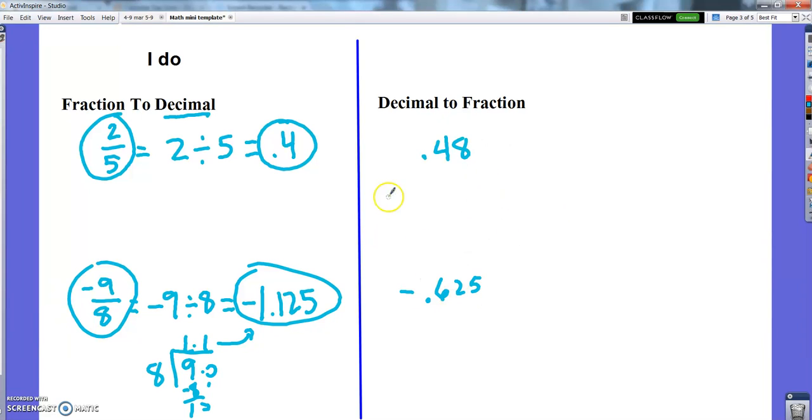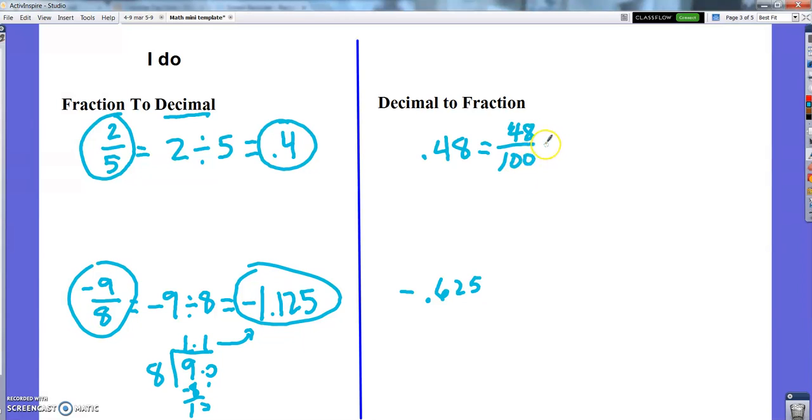Other way. So this depends on you understanding how the place value works and how to say these the right way. Because if you can say this, 48 hundredths, the right way, then you can already write it as a fraction. 48 hundredths is 48 over 100. Well, that sure was easy. Done. Usually when you do this, you don't stop there. We're going to usually find the lowest possible equivalent fraction.